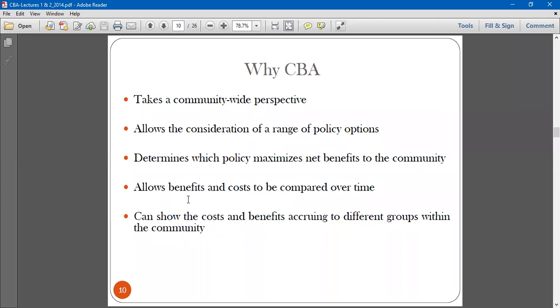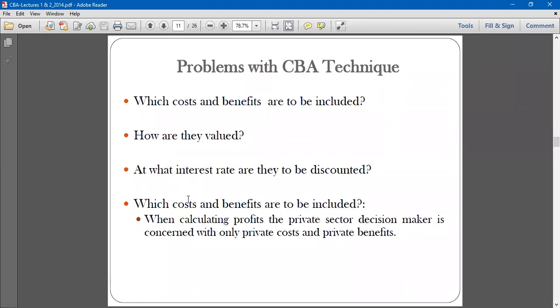So we are able to know where the costs are coming from, where the benefits are going to. So we can do comparison between the groups in the community and then between communities in the nation if the project is nationwide. Okay, so these are some of the reasons why we use cost benefit analysis. And then what are some of the problems with the cost benefit analysis?